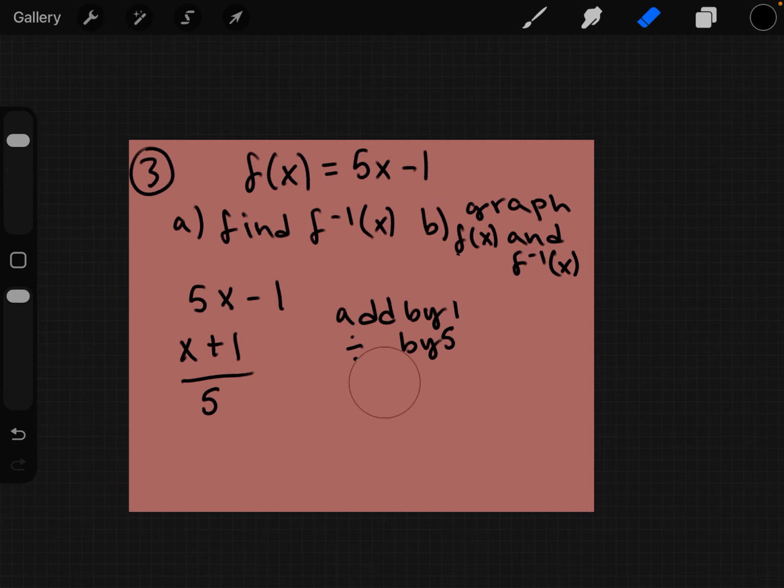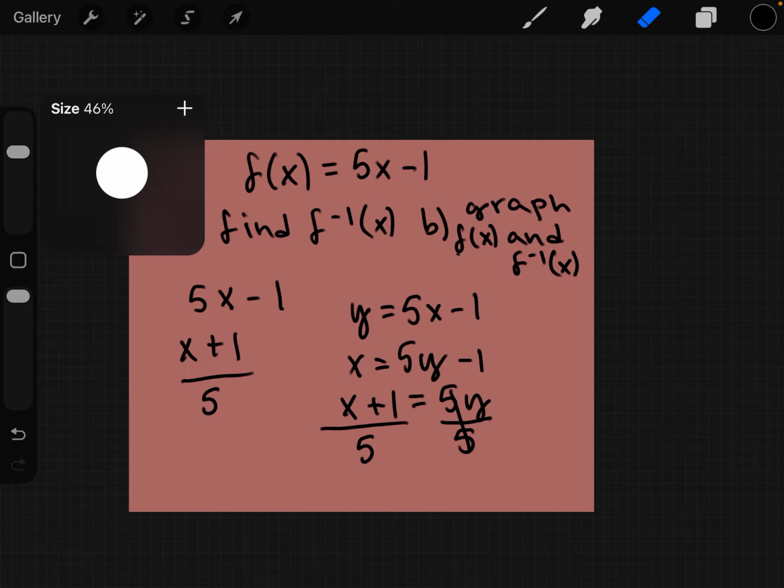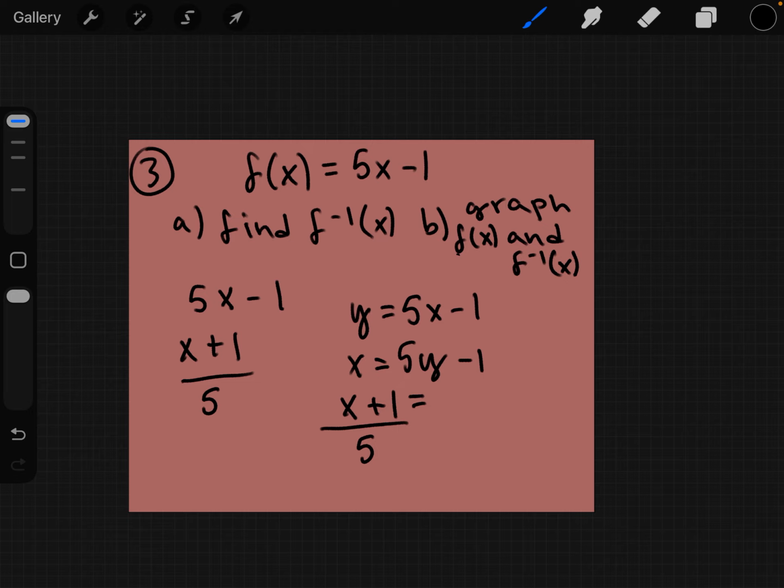But if you want the long way to do this, you take f of x, turn f of x into y, swap y and x, solve for y, you'll never guess what it's going to be, and then turn y into f inverse of x. So this is your answer for part A.